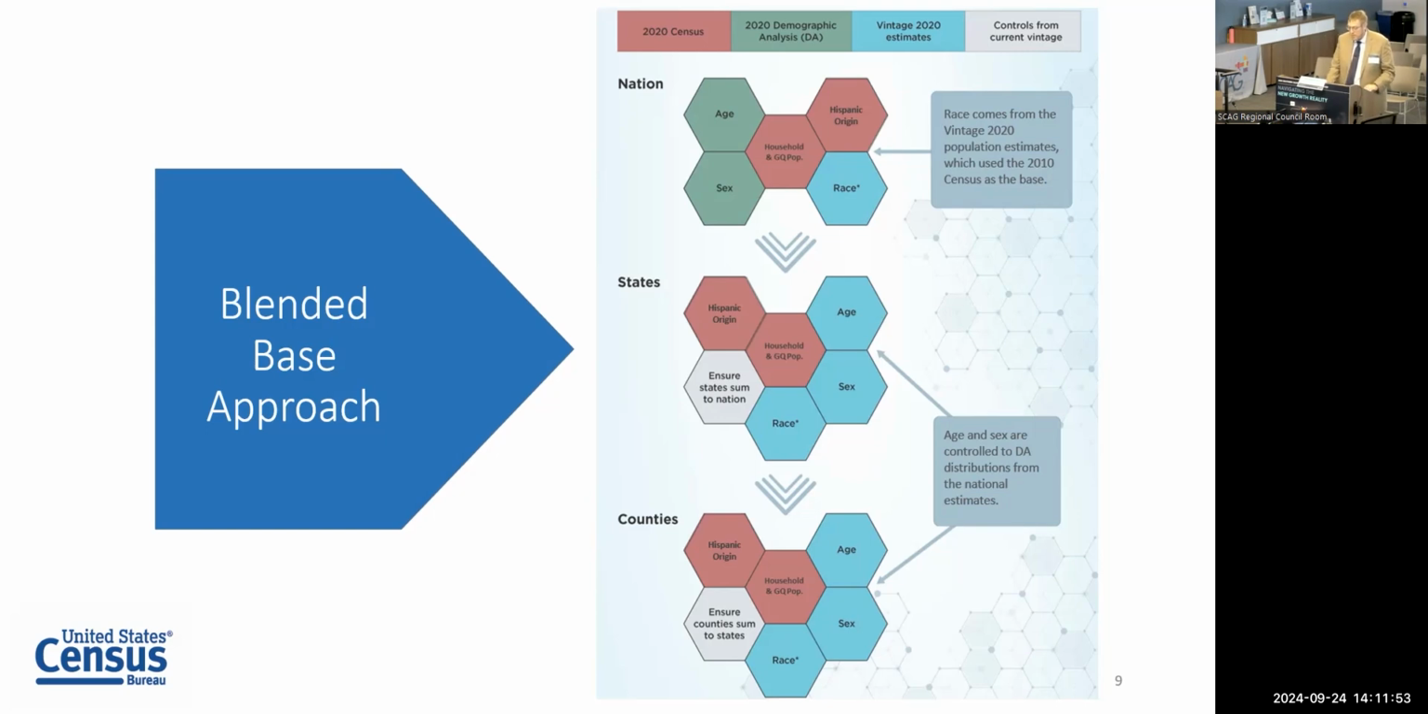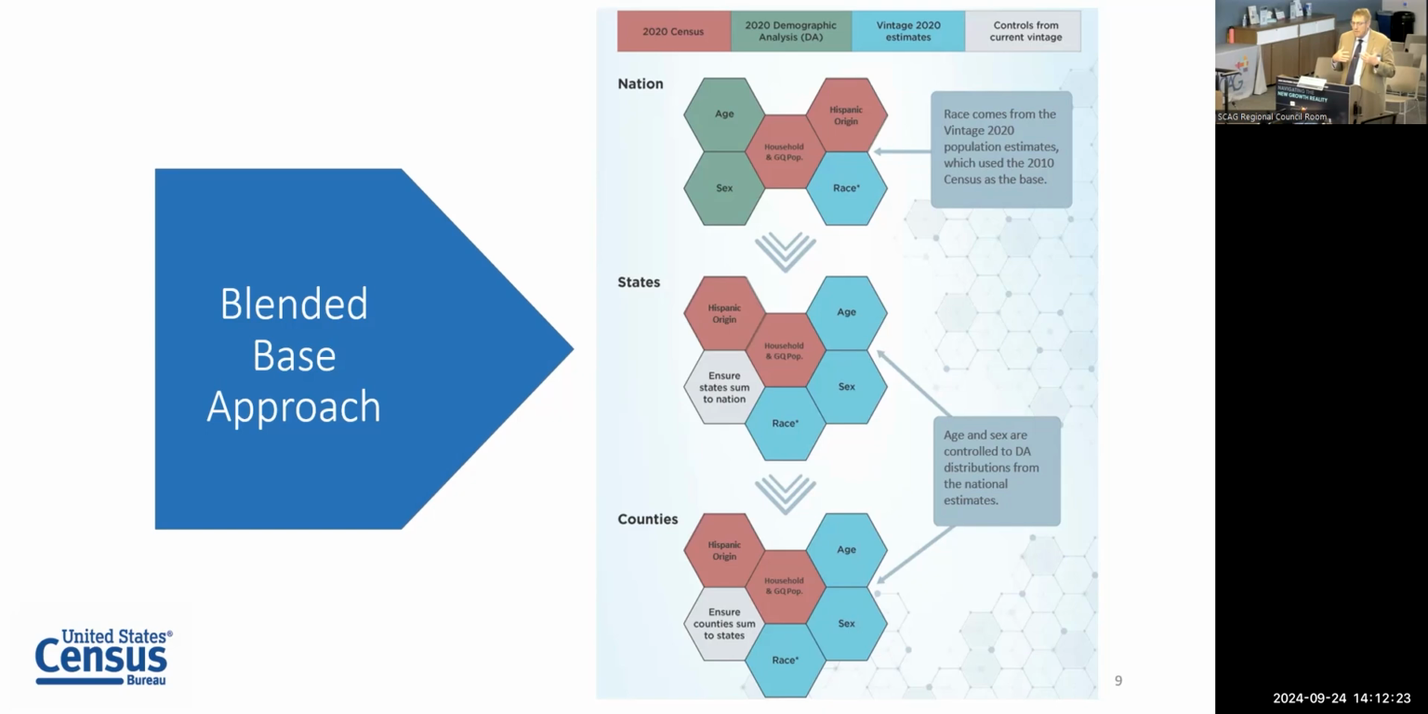So for this, we're using the 2020 census results, and we use that for Hispanic origin, also for the group quarters and household populations. We use the 2020 demographic analysis estimates. So we do this by age and sex at the national level. And then we have the vintage 2020 estimates. And at the national level, we use this for race. So as we move down to the state, we no longer have demographic analysis estimates at the state level because those are only available at the national level.